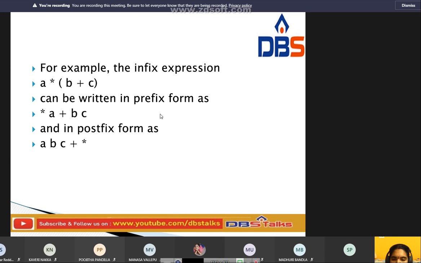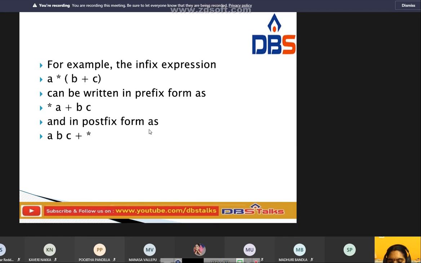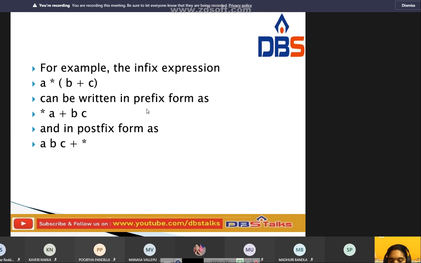For example, we take the infix expression a star b plus c. This is the infix expression. Next, the prefix expression. It can be written in prefix form as star A plus BC. These expressions in prefix and postfix forms can be written without resorting to parentheses.